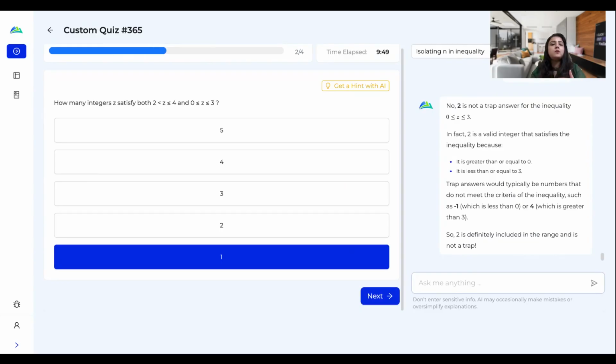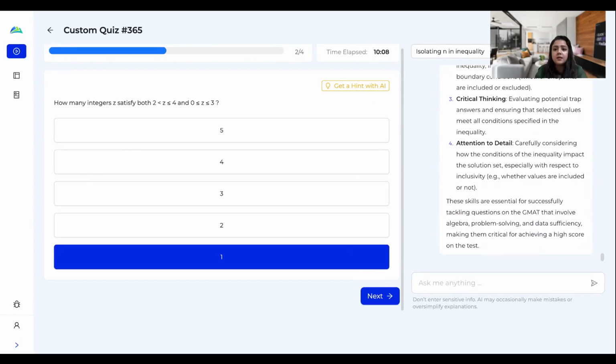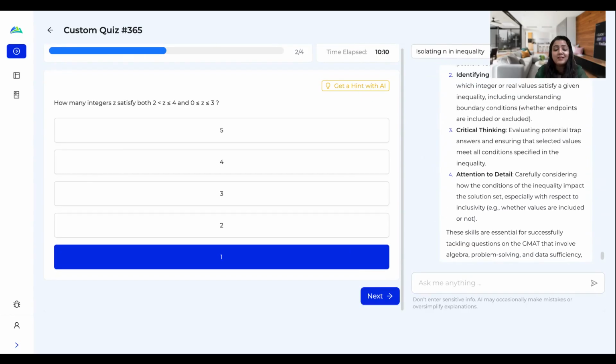Let's ask what is the GMAT skill being tested on this question? Interpreting inequalities, certainly. And attention to detail, of course. That's one key requirement for any GMAT question. You have to be super attentive to critical words like integers, both in this question. That's how you would get it right.